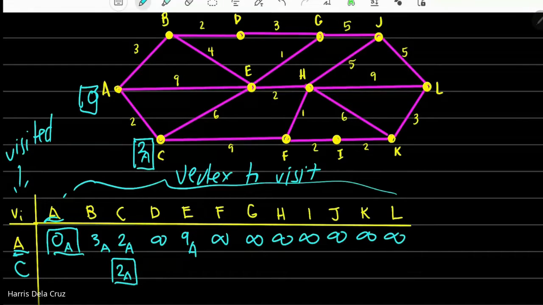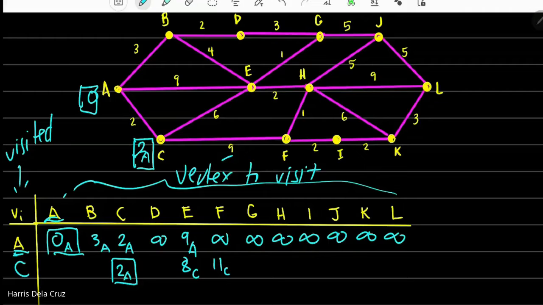From C, pwede kong ma-reach ang E tsaka ang F. Tama? So, si E, pwede kong ma-reach by 2 plus 6. So, 8 galing kay C. Now, since mas maliit siya kay E, ma-overwrite niya yung 9A. Kasi mas maliit yung 8 kaysa sa 9. Pwede akong pumunta kay F. So, that's 2 plus 9, 11. Infinite. So, mas maliit yung 11. So, ma-overwrite ko na to, magiging 11C.